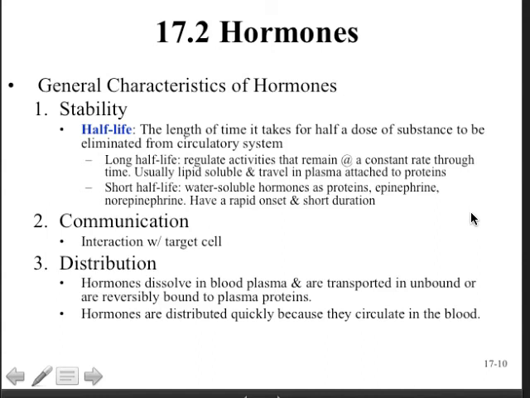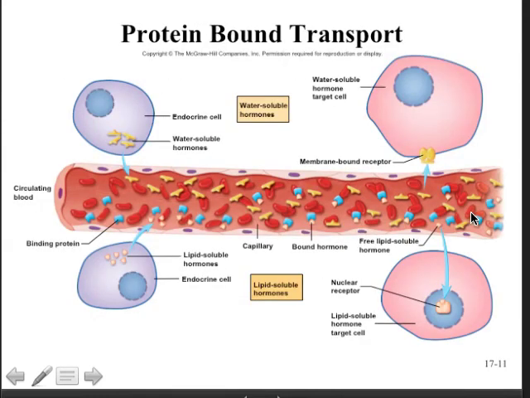Communication is through interaction with the target cell, and the distribution is via the circulatory system. The hormones dissolve in the blood plasma, and they're either transported in a bound or unbound form, or reversibly bound to the plasma membrane. The hormones are distributed quickly because they circulate in the blood, and what you're seeing here is just a diagram showing you the difference between water and lipid-soluble hormones.